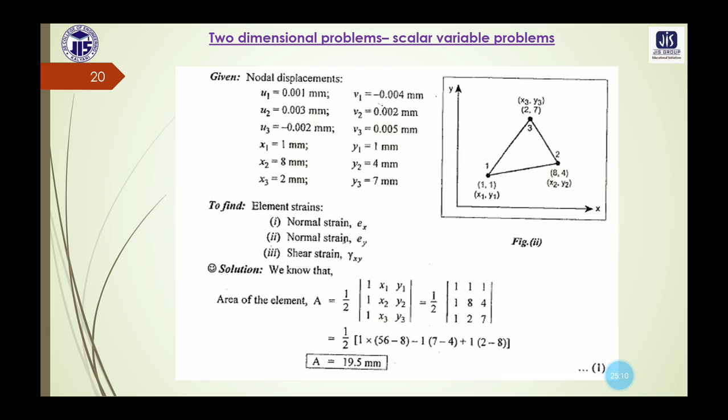So this is the numerical. Now let us first write what things are given and what we need to find. In this triangular element diagram, we can write the coordinates corresponding to the nodal points. We have identified x1, y1, x2, y2 and x3, y3. Then we have written all the nodal displacement values given in this numerical. Now we need to find the normal strains Ex, Ey and the shear strain gamma xy.